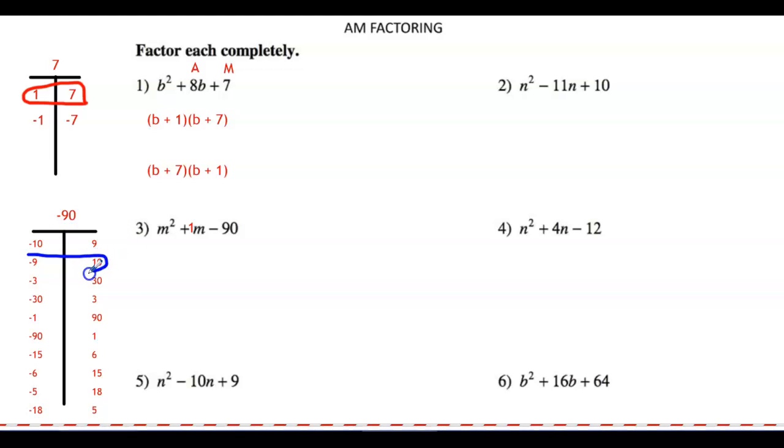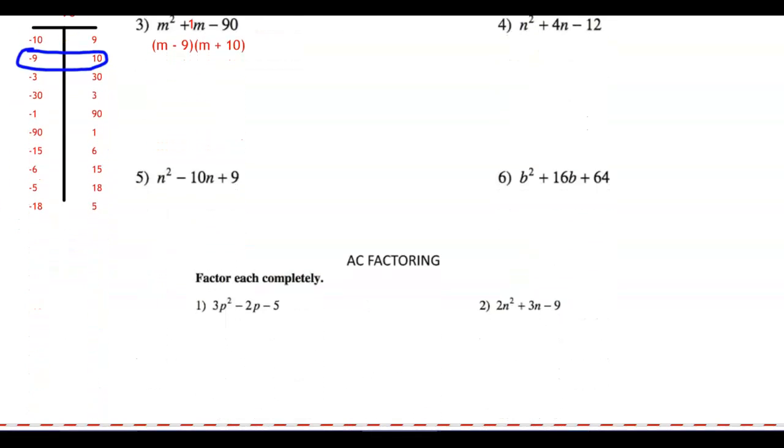Looks like this one's the one we're going to do, because these two numbers add together to give us positive 1. So the factoring looks like this. Of course, remember, based on the commutative property, we could write this as m plus 10, m minus 9. It would make no difference.